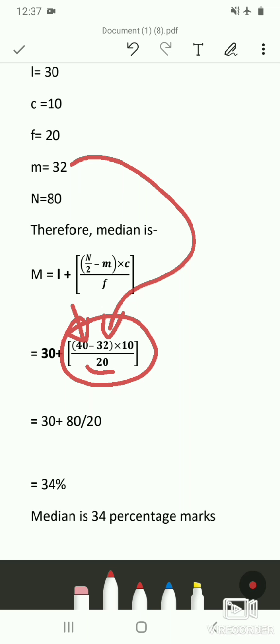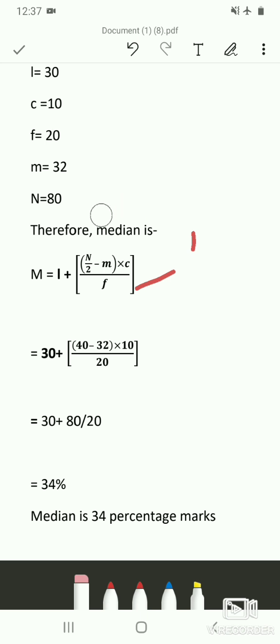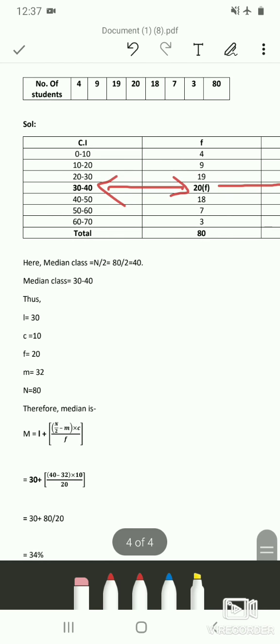So after simplifying the term in the numerator part and adding it to the L, you'll get the final answer as 34. So the median for the following data is 34, which is written as median is 34 percentage marks. So this is how you calculate median in case of continuous data.